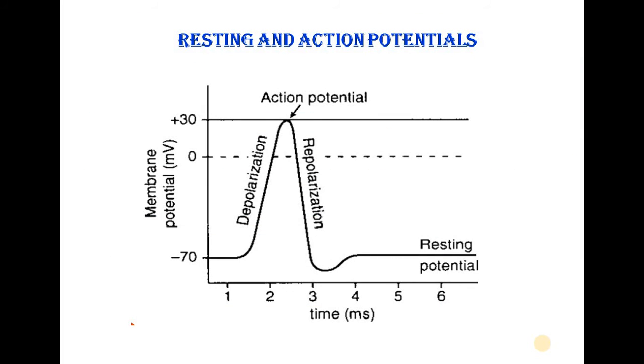This diagram shows the resting and action potentials along with depolarization and repolarization. From the graph it is understood that initially, when time is equal to 0, the cell is in the resting potential, which measures approximately -70 millivolt. Then due to depolarization it reaches the action potential with an amplitude of +30 millivolt. Then repolarization brings it back to the resting potential condition.